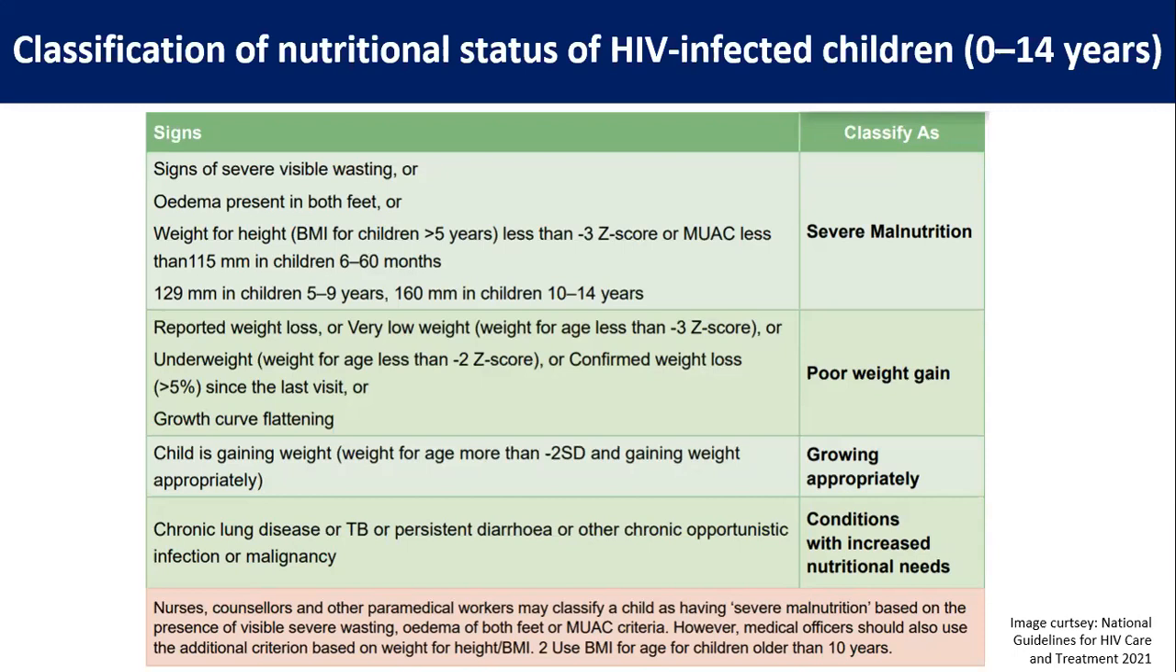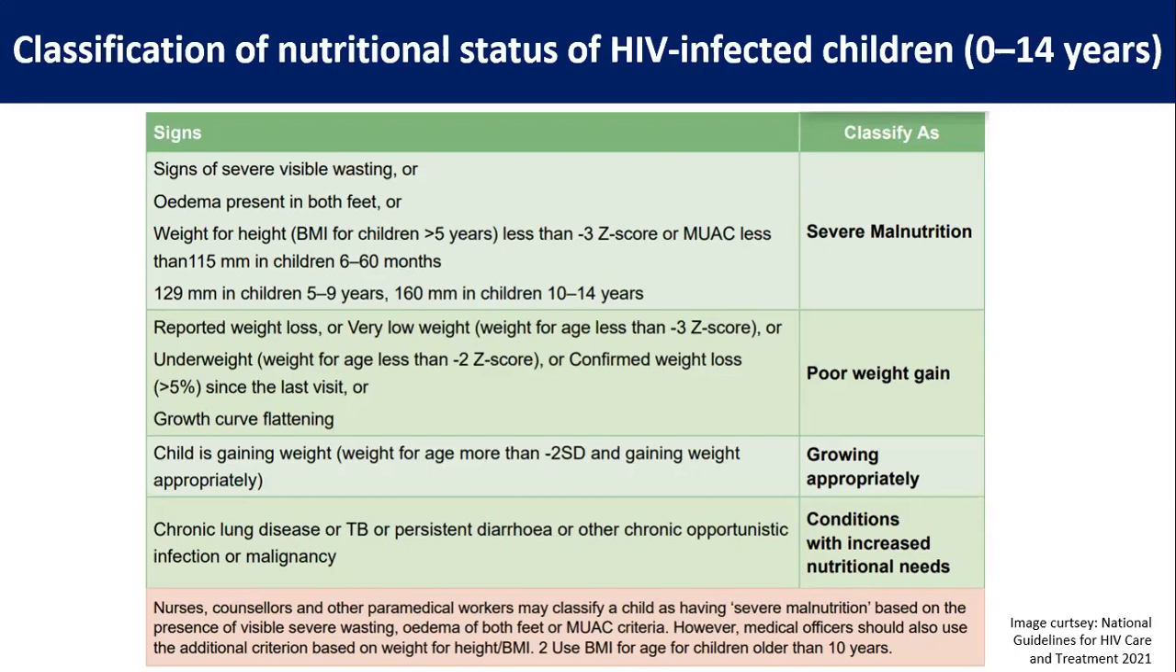We can also go for MUAC assessment, that is mid upper arm circumference. If it is less than 115 millimeter in children 6 months to 60 months, that is up to 5 years, then we call it severe malnutrition. In children 5 to 9 years, if the mid upper arm circumference is less than 129 millimeter, then also it is severe malnutrition. And if it is less than 160 millimeter in children 10 to 14 years of age, it is also severe malnutrition.